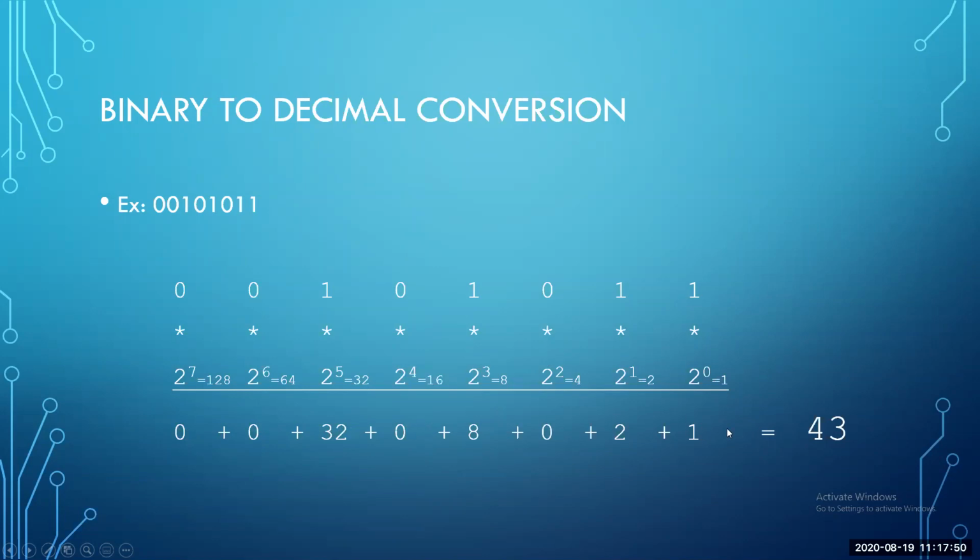Once you have all those products, you add those up. 32 plus 8 is 40. 40 plus 2 is 42. And 42 plus 1 is 43.